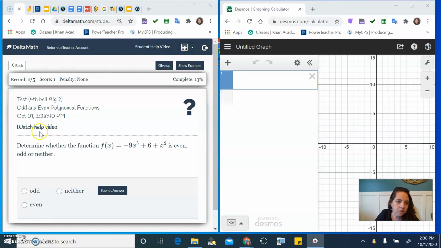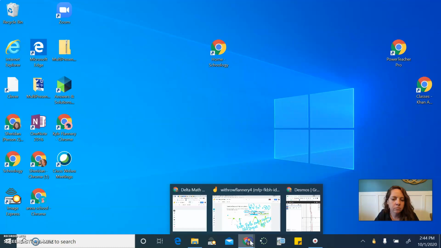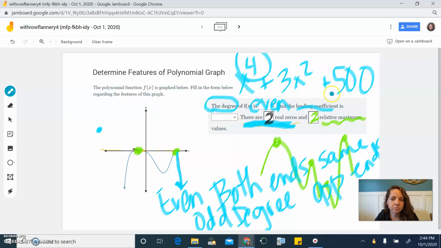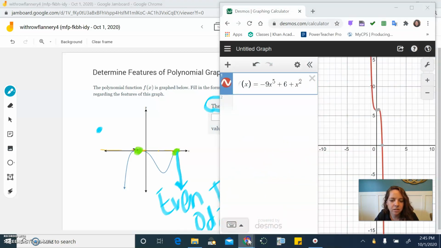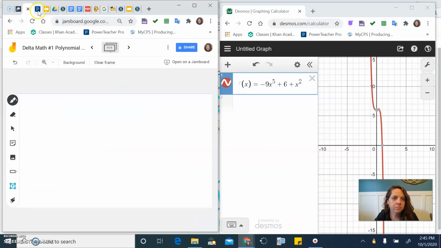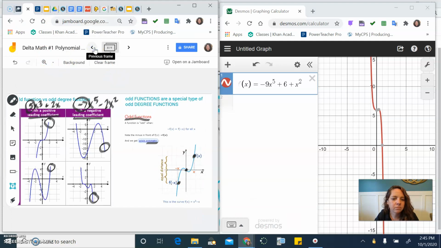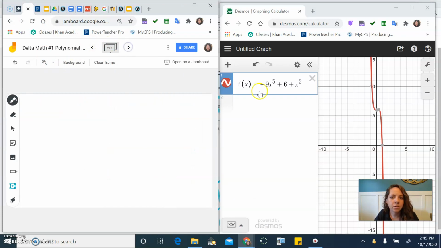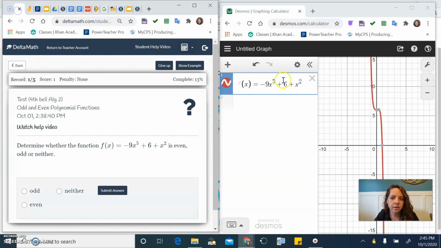So this question right here under odd and even polynomial functions, not degree, but function. And they're saying determine whether the function is even, odd, or neither. Okay, so even, odd, or neither. And I typed in that equation right here. Okay, and I'm looking at the graph.